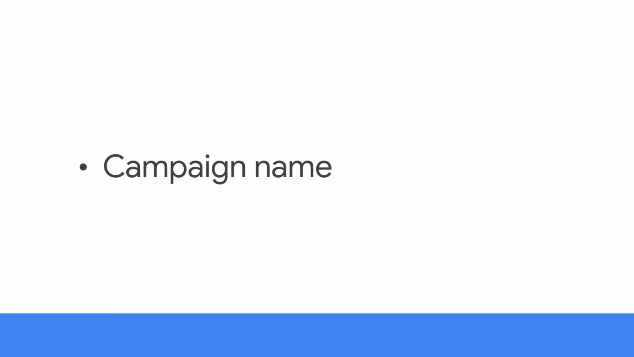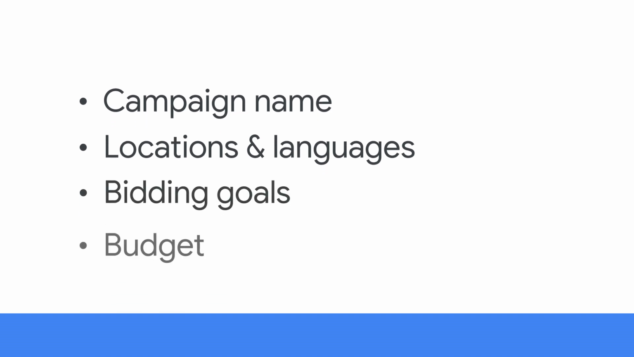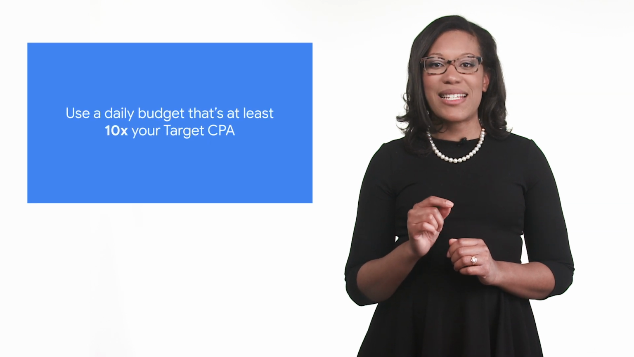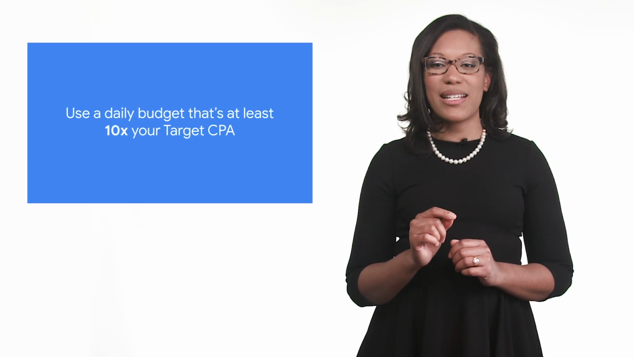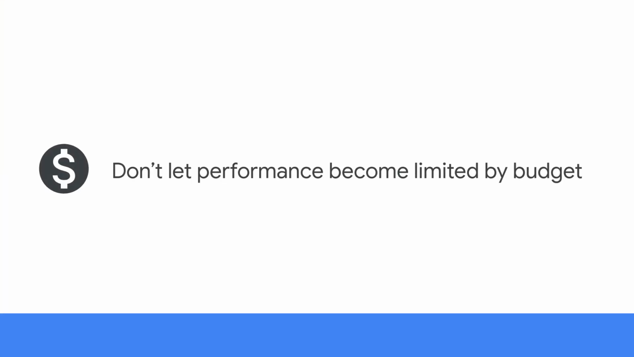When you're setting up a discovery campaign, the first steps are to name your campaign, choose the locations and languages you want to reach, and set your bidding goals and budget. We recommend a daily budget that's at least 10x the value of your target CPA bid so your campaign has room to scale and doesn't become constrained by budget.